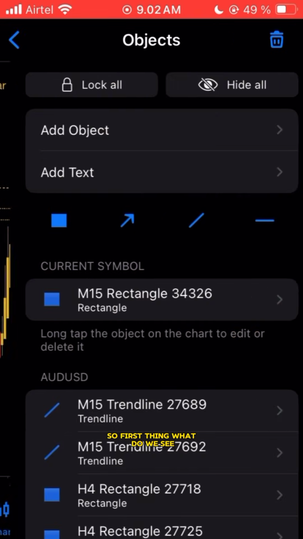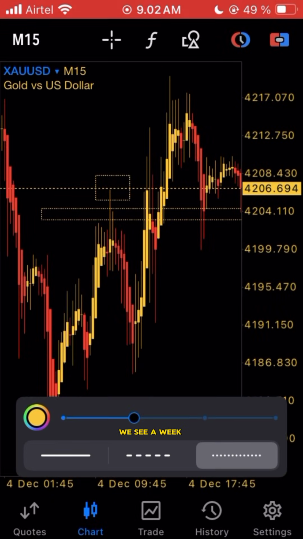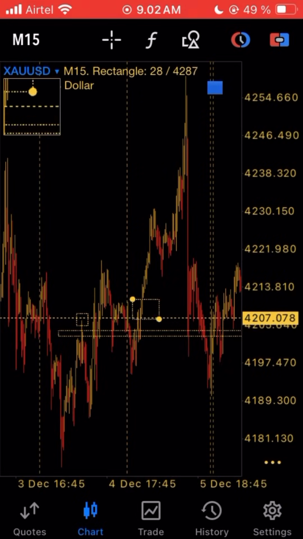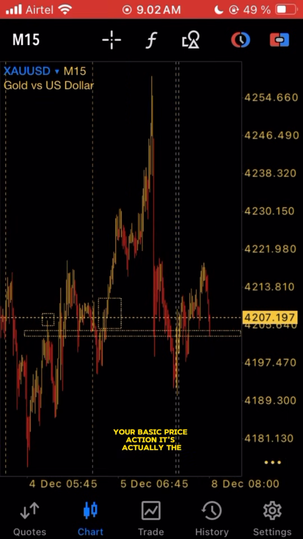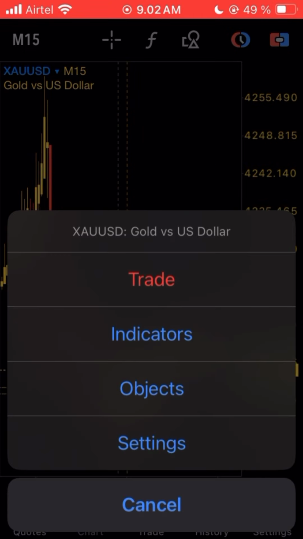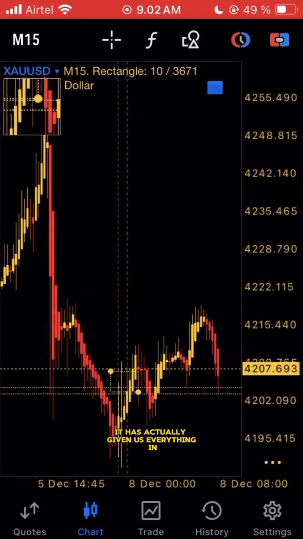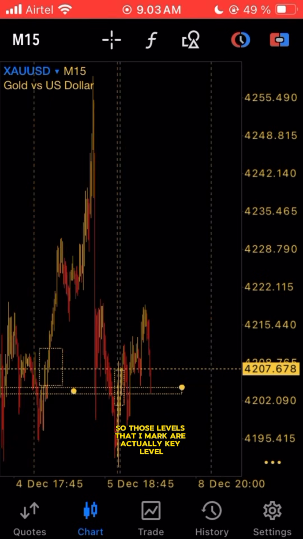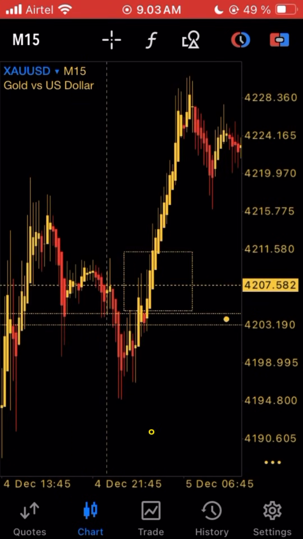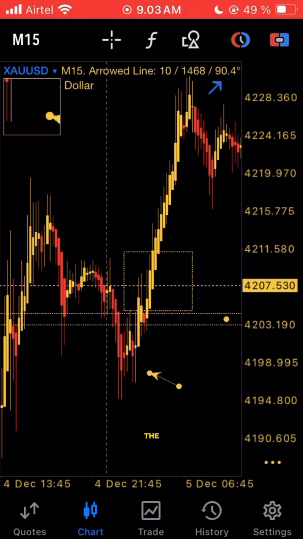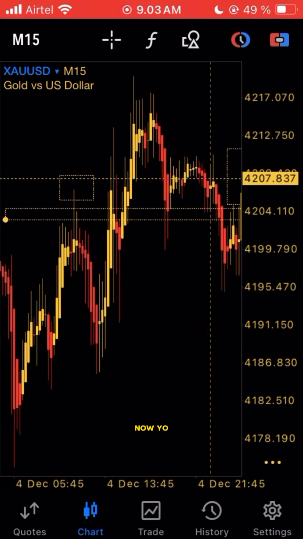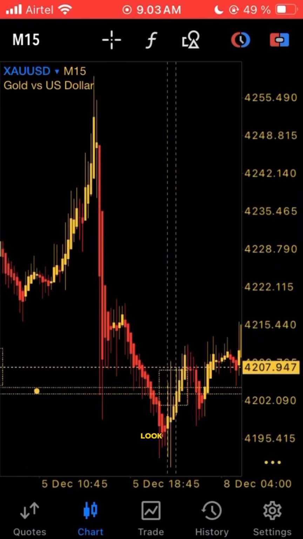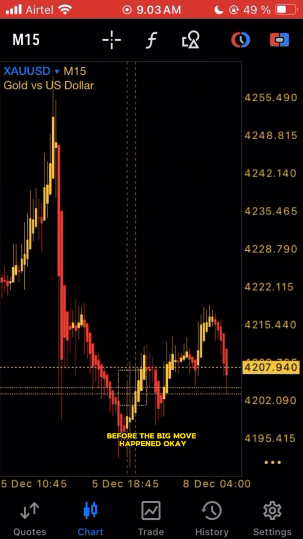So first thing, what do we see? We see a weak rejection. Very good. Now this is your basic price action. It has actually given us everything in simple terms, right? Those levels that I marked are key levels, okay? And if you look at those levels, they were momentum levels. Before the levels came, they were fake outs, right? So look at those candlesticks before the big move happened.